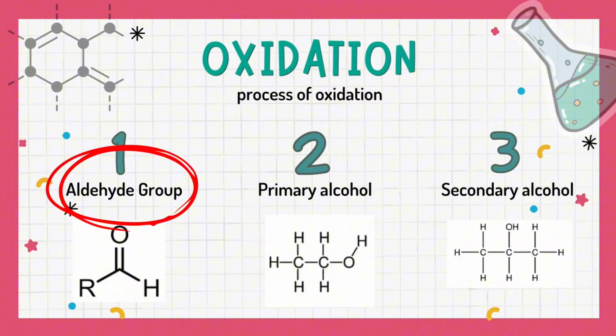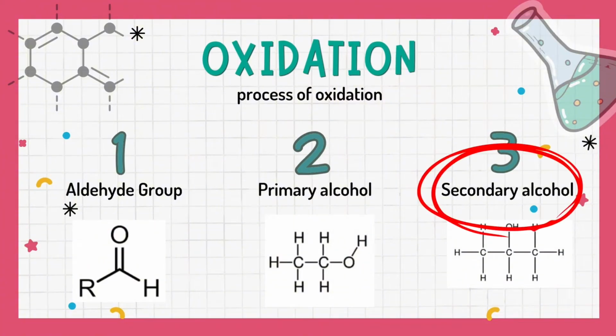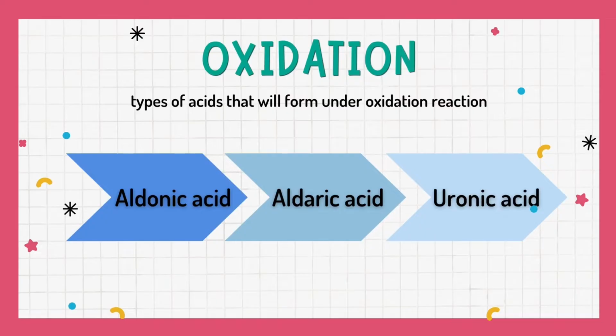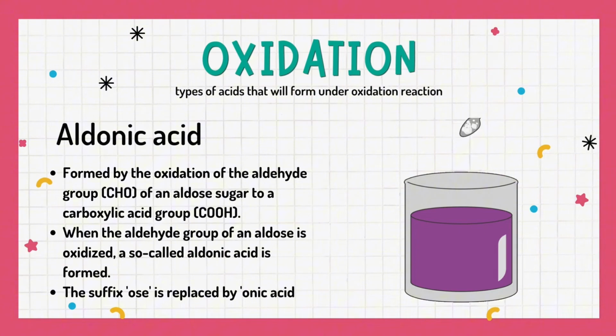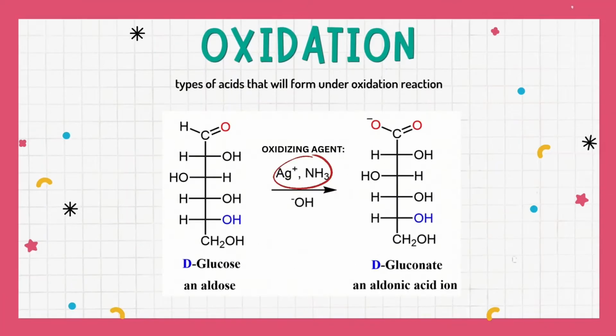Reaction begins at the aldehyde group, then the primary alcohol, and lastly the secondary alcohol. There are three types of acids that will form in oxidation reactions: aldonic acid, aldaric acid, and lastly, uronic acid. Aldonic acid is formed by the oxidation of the aldehyde group, which is CHO, of an aldose sugar to a carboxylic acid group, COOH. When the aldehyde group of an aldose is oxidized, a so-called aldonic acid is formed. In naming an aldonic acid, the suffix "-ose" is replaced by "-onic acid." D-glucose is oxidized at its aldehyde group to form D-gluconate.